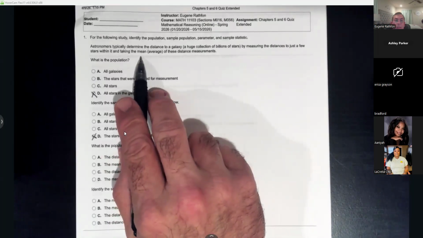All right, so the population parameter, that's going to be the mean distance between all stars in the galaxy and the Earth. Remember, your population is including everybody that you can choose from. Okay? And the parameter we're measuring, they said up here, was the mean. So we're looking at the mean distance between all stars and the Earth.